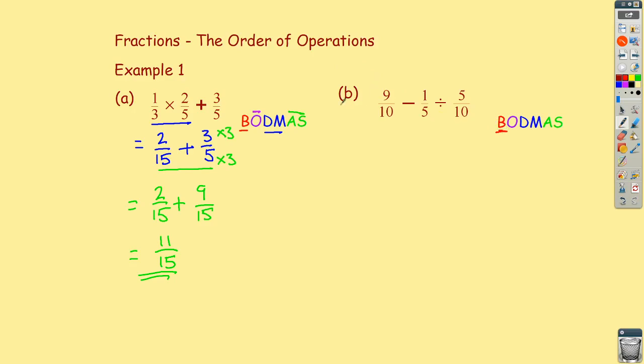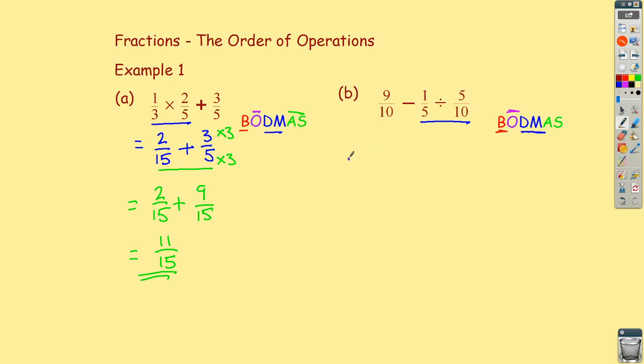Starting again with B over here. Okay, we have 9/10 take away a 5th divided by 5/10. We start off, there's no brackets, so we're not worrying about them just now, and there's no orders. But, as before, we do have a division or multiplication, and it's here. So we're going to start off by doing that, okay?